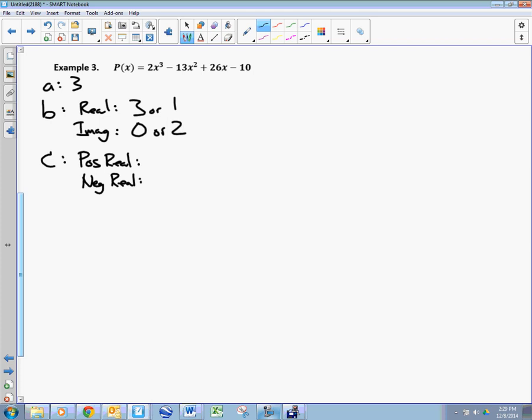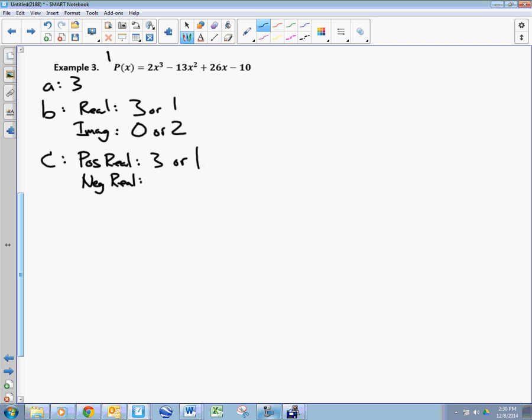Some people have confused positive and negative real with real and imaginary. I want to be clear here. Letter C, what I write down for letter C, does that have anything to do with imaginary numbers? Nothing. Does it have something to do with the real numbers? Everything. Okay? So, how many positive real, how many sign changes are there right now? There are 3 sign changes. Or it decreases by a factor of 2 to account for the imaginary, 3 or 1, very good.